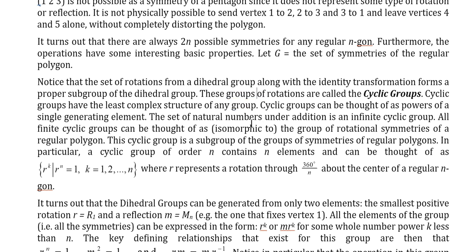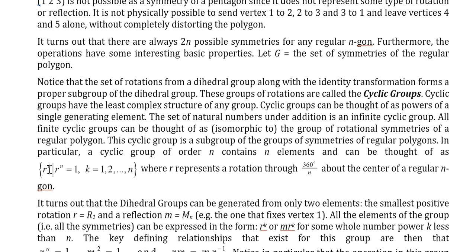Cyclic groups have the least complex structure of any group. Cyclic groups can be thought of as powers of a single generating element. The set of integers under addition is an infinite cyclic group. All finite cyclic groups can be thought of as, or are at least isomorphic to, the group of rotational symmetries of a regular polygon. This cyclic group is a subgroup of the group of symmetries of regular polygons, and in particular, a cyclic group of order n contains n elements that can all be thought of as powers of some particular generating one.